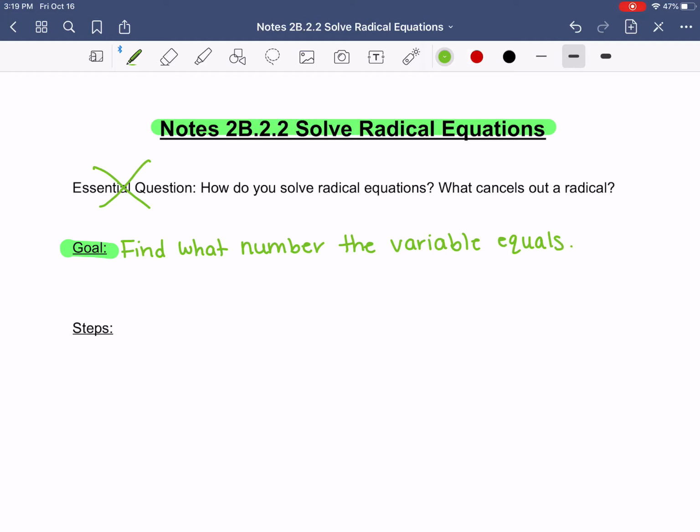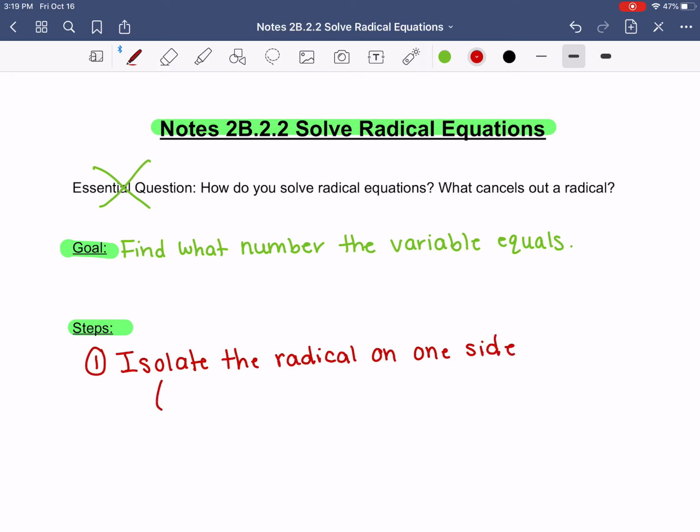We're going to write down some steps. These will help you when you guys are working on your problems for your homework. The first thing you want to do is isolate the radical on one side. So first you want to move anything that's being added or subtracted outside. Then you want to cancel your like adding and multiplying or dividing.